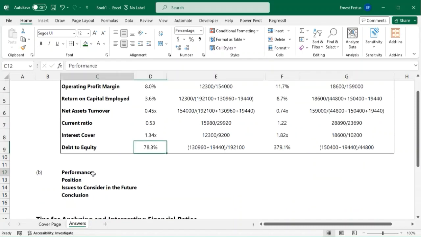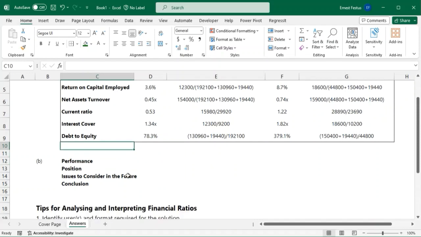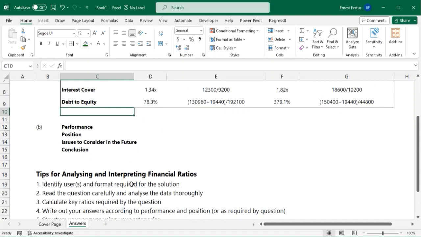All right. Now that we have categorized, you will start the analysis by writing performance, then position. You are not going to analyze your financial ratios one by one. So we have identified the users and the format required for the solution. This is the format for the solution. The performance and position headings are derived from the question.